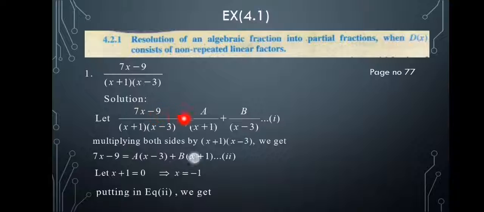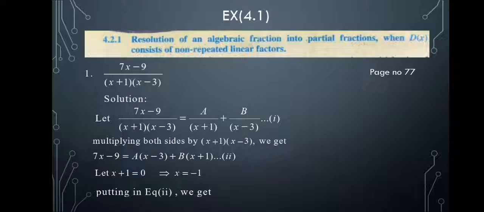We know that one fraction may have the denominator x plus 1 and the second may have the denominator x minus 3. But we do not know which two terms are added together or subtracted to get this 7x minus 9, so we are going to find out the numerators. For this, we will have to multiply both sides by the LCM of the denominators, which is (x plus 1)(x minus 3). After multiplying, we get 7x minus 9 is equal to A into (x minus 3) plus B into (x plus 1). This is equation number 2.